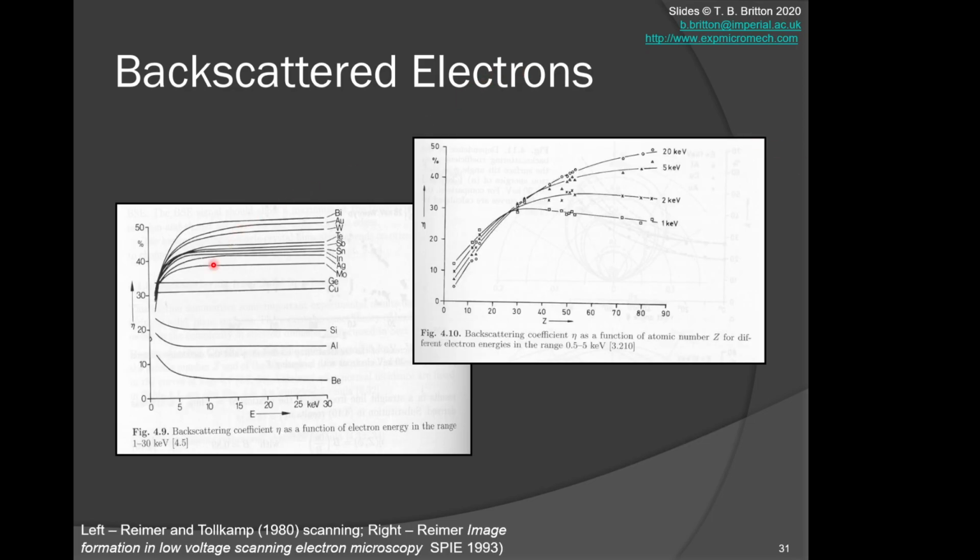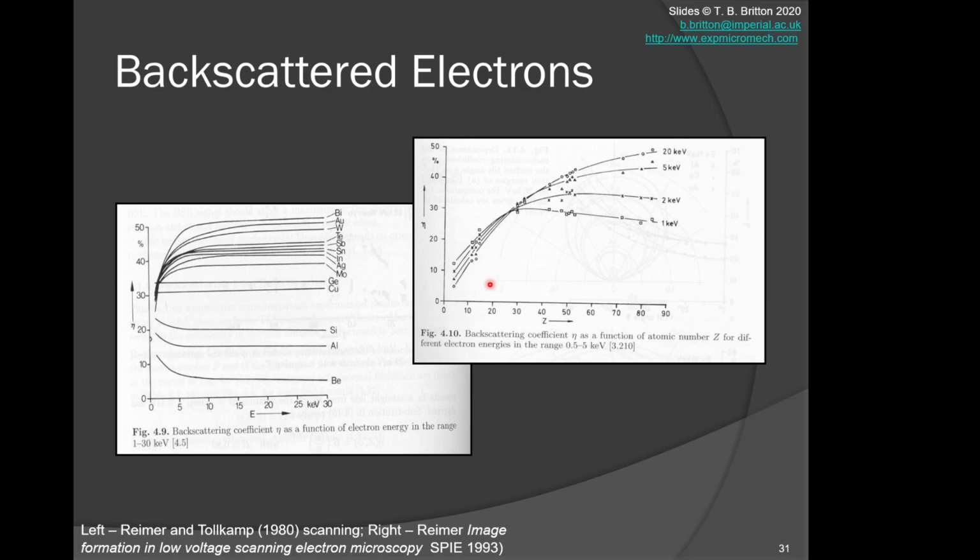Now, the efficiency of generation of backscatter is proportional to both the primary energy of the beam and the elemental composition. And so, for instance, if you want high contrast of backscatter signal between these different species, often you'll run the system at high voltage, so you can get a strong variation that is broadly proportional to the Z number of your system.